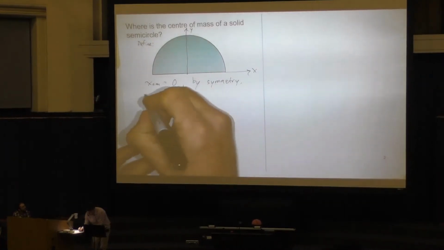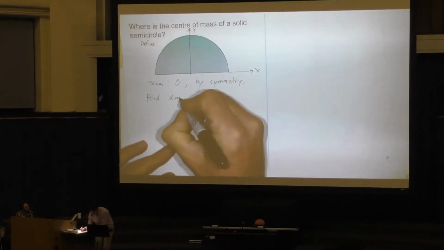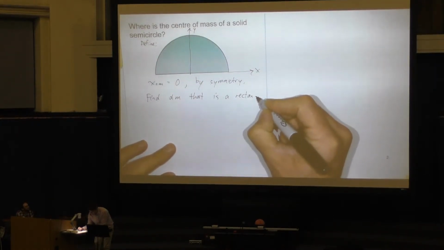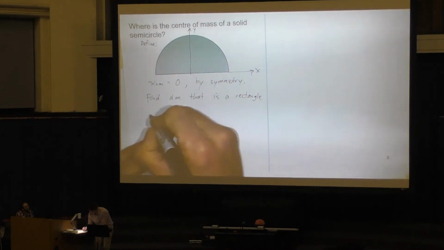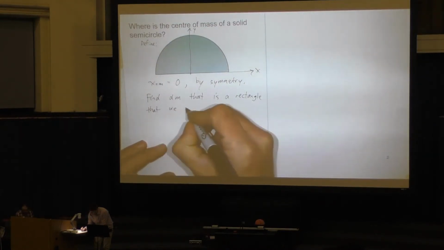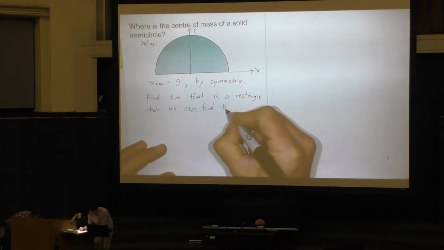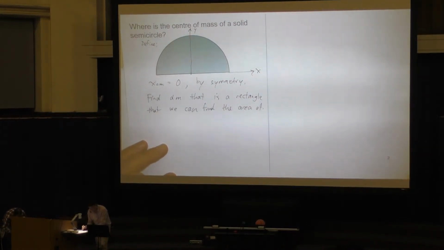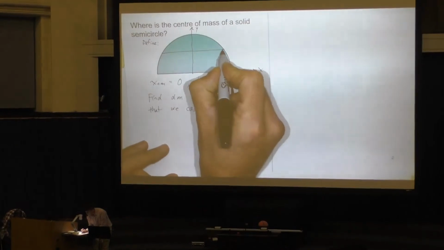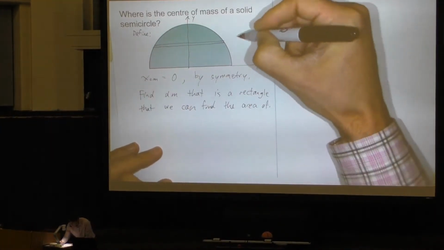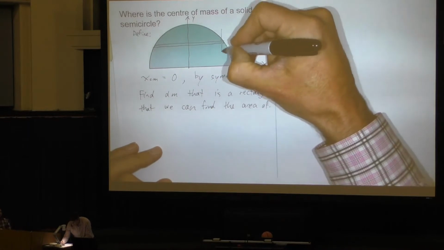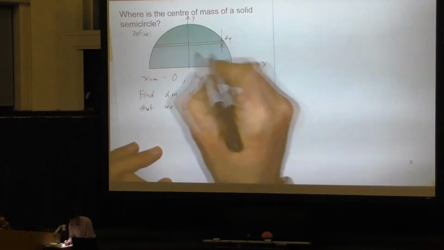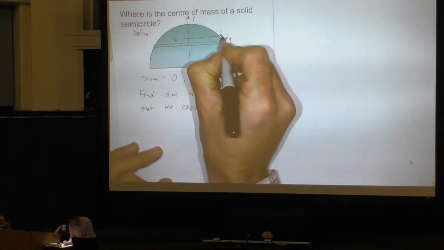Okay, so now we have to find dm. Find a dm that is a rectangle, a small rectangle that we can figure out the area of. So what I think I'll do is I'll choose this one. We'll call this dy. That's the height of it, and then the width we'll call w, like that.